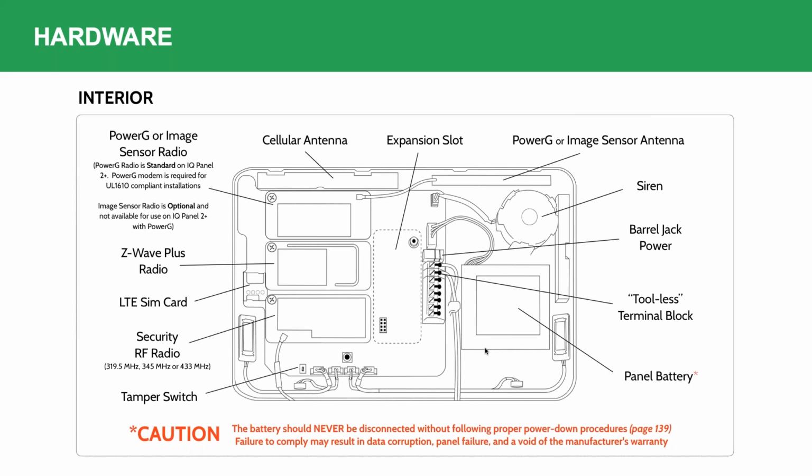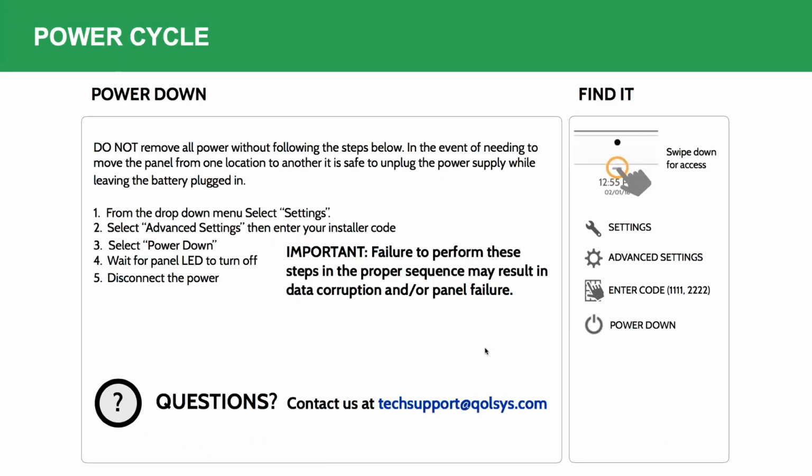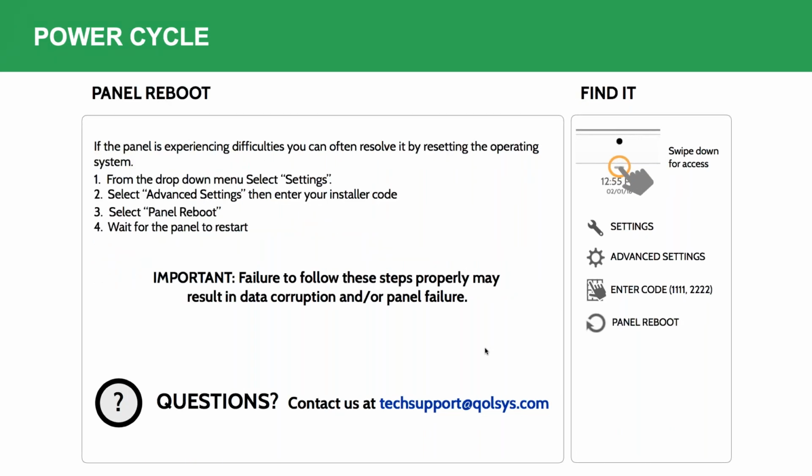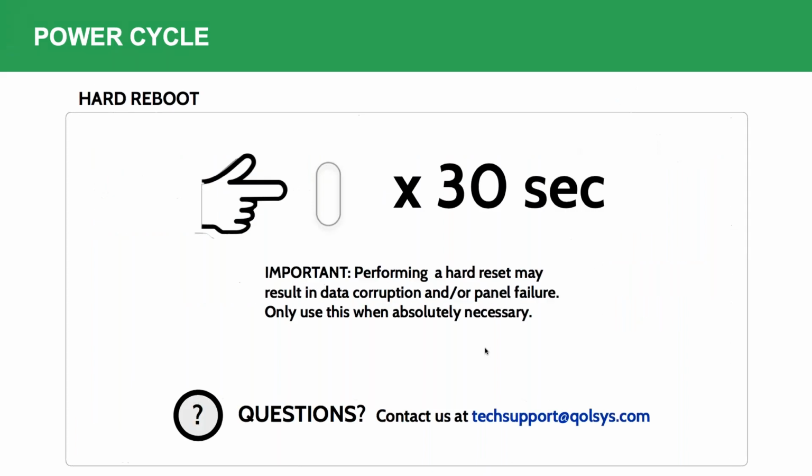This is kind of like a little mini computer, like your tablet, your computer, your phone. You don't just pull the battery and the AC power out. You go into a proper power down procedure. So to power down the panel, you just go into settings, advanced settings, enter in your code, and hit the power down icon. If you ever need to power cycle the panel, which, tech support, that's one of the first things I always tell people to do, you just go into settings, advanced settings, and next to power down is panel reboot. You just hit panel reboot, it powers down the panel, and it boots back up. And then you also can do a hard reboot.